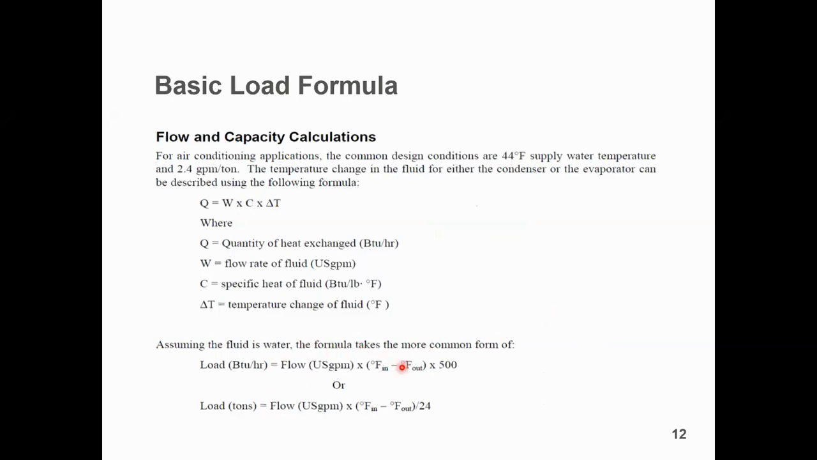So load in BTU per hour is equal to flow in USGPM into degree Fahrenheit in and degree Fahrenheit out, where this is the chill water in and out temperature difference, into 500. Now, as we all know, 12,000 BTU per hour is equal to 1 ton. So if you want to know the tonnage, you have to divide this by 12,000. So this formula becomes flow into delta T divided by 24. This is how the formula is calculated.